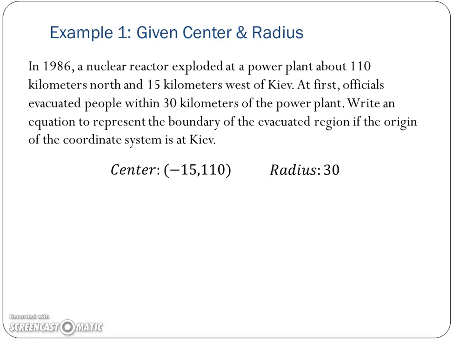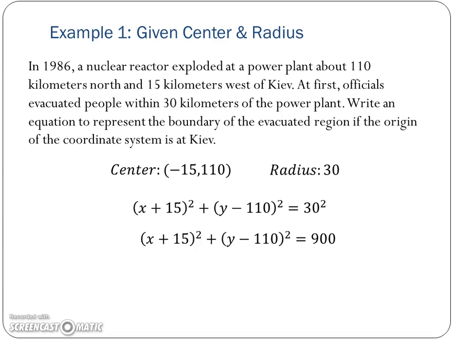So we're going to put this into the standard form. It becomes (x plus 15) squared plus (y minus 110) squared equals 30 squared. The only thing we can do here to simplify it is 30 squared, which is 900. And so this is the equation of our circle.